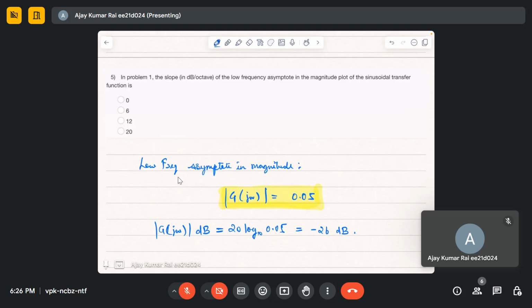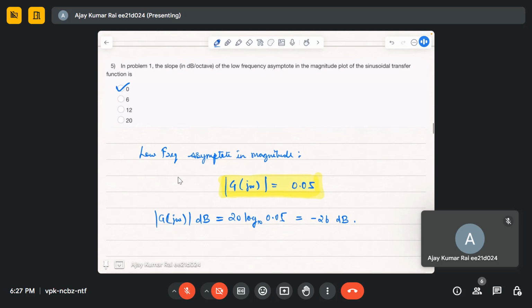0 dB per decade. Correct. So 0 dB per decade or 0 dB per octave. Getting it? Simple. We'll also plot the magnitude plot, but what we have studied we are just applying here. So it is asking for the low frequency asymptote slope. We are assuming that low frequency asymptote means frequencies lesser than 1 radian per second.